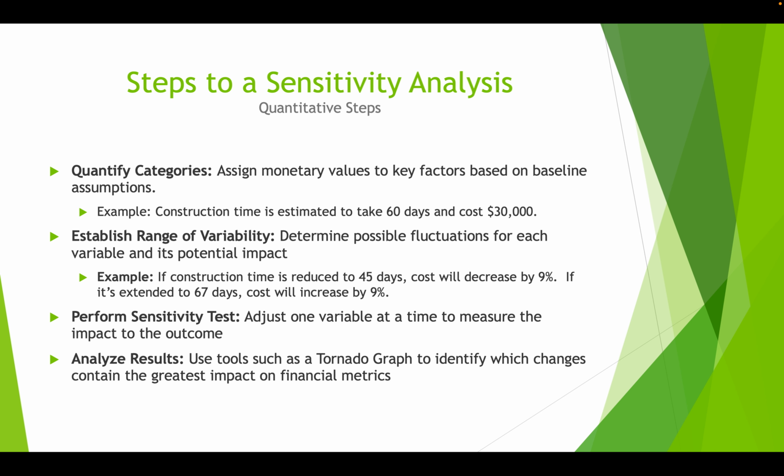Next, establish a range of variability to determine possible fluctuations for each variable and its potential outcomes. If a construction project is reduced to 45 days, costs will decrease by 9%. But if it's extended to 67 days, cost increases by 9%. Once we define these ranges, we perform a sensitivity test by adjusting one variable at a time and measure the impact it causes.